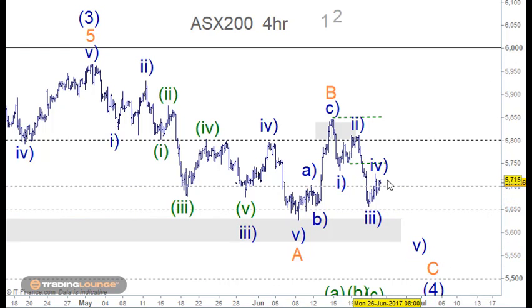And you know, I think this is actually the case here. Now once that finishes there, that can be all completed there. Okay, so realistically this is really what we're looking at here as one more leg down here, making a new low here.